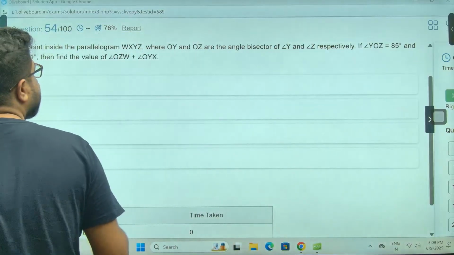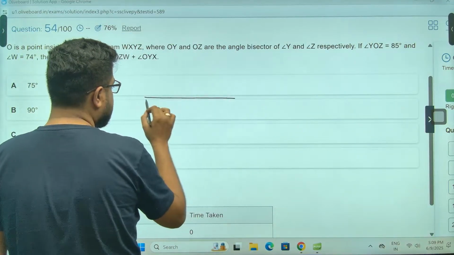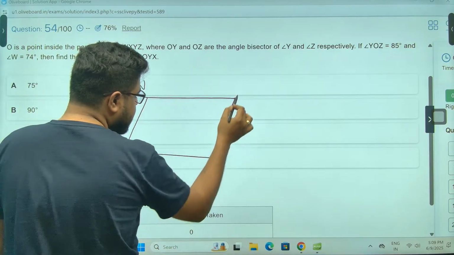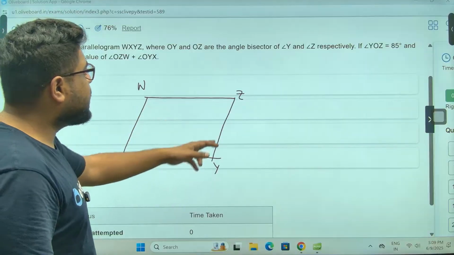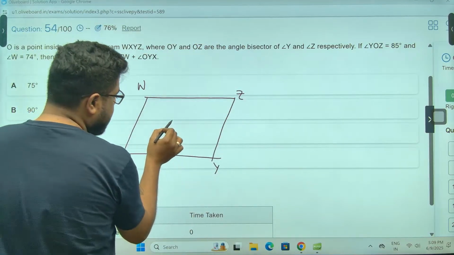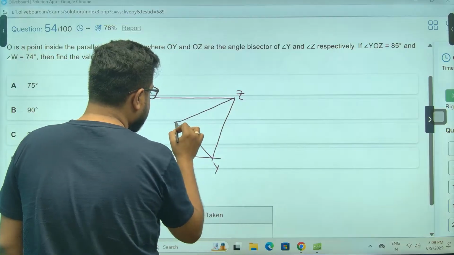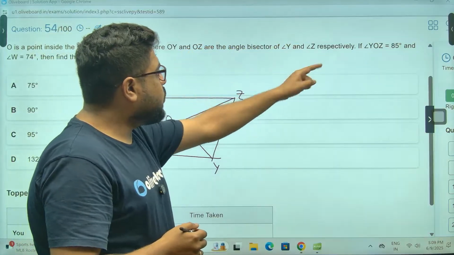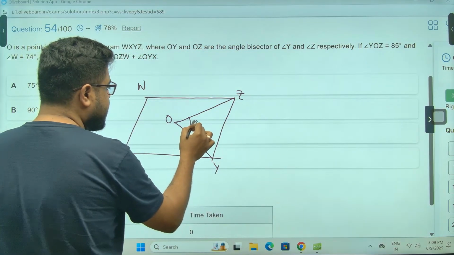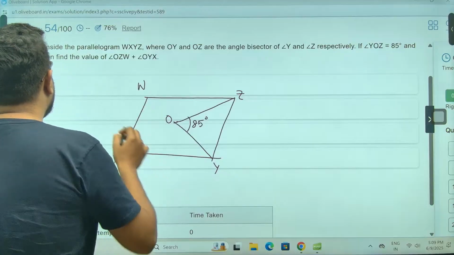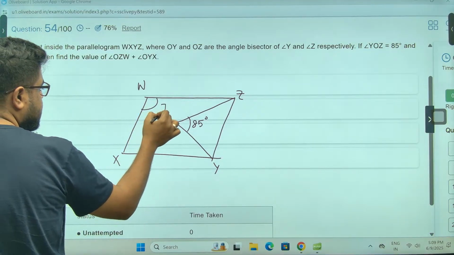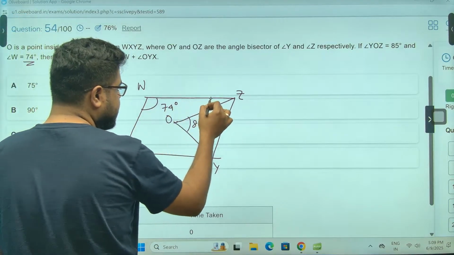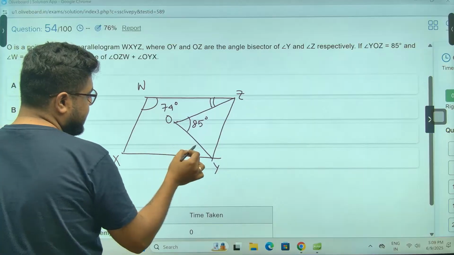O is a point inside the parallelogram WXYZ. The bisectors of angles Y and Z are OY and OZ. This point is given as O. Now, angle bisector, so angle YOZ is given as 85 degrees, and angle W is 74 degrees. Find the value of OZW, meaning this angle, and OYX, meaning this angle.